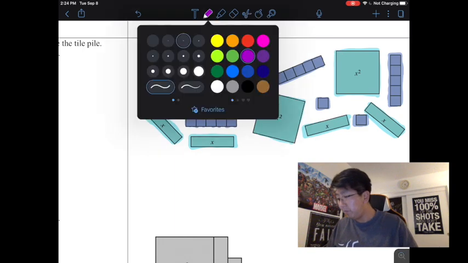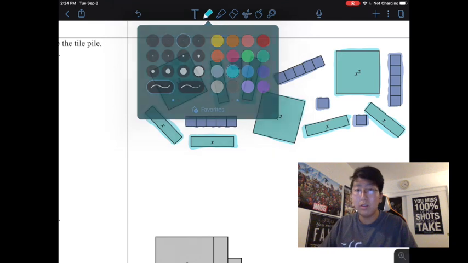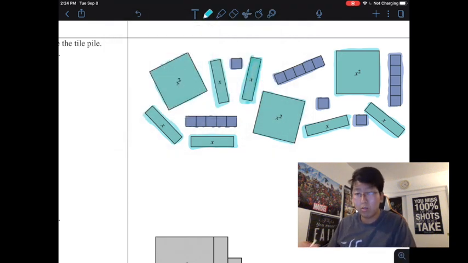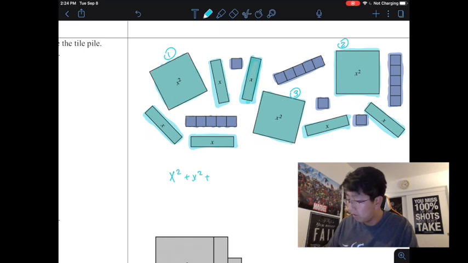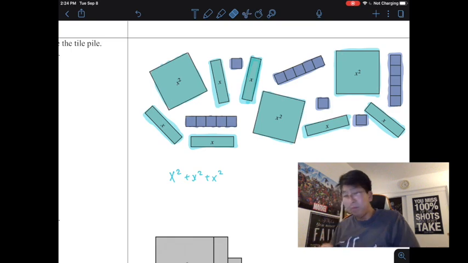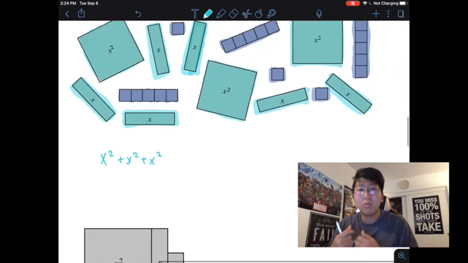So, I'm going to go ahead and count how many X squared tiles I have. I've got 1 right here, 2 right here, and 3 right here. So I'm going to say X squared plus X squared plus X squared. Oops, that's X cubed, squared. So I've got 1, 2, 3 of them. Okay? So I'm writing this out. I'm going to start combining. How many X squared tiles do I have?